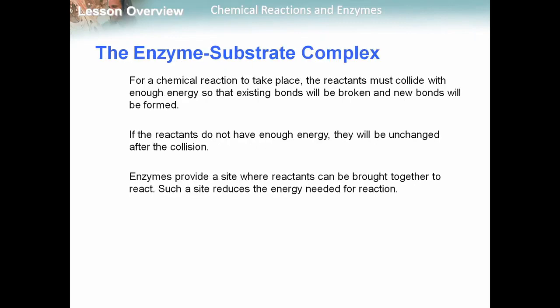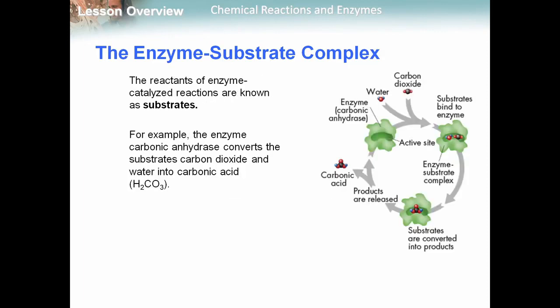The enzyme-substrate complex. For a chemical reaction to take place, the reactants must collide with enough energy so that the existing bonds will be broken and new bonds will be formed. If the reactants do not have enough energy, they will be unchanged after the collision. Enzymes provide a site where reactants can be brought together to react. Such a site reduces the energy needed for the reaction.